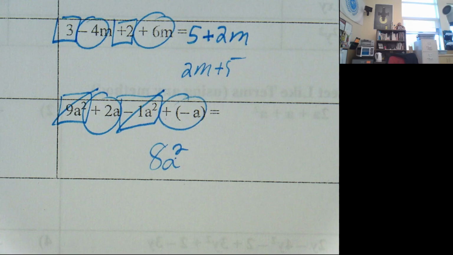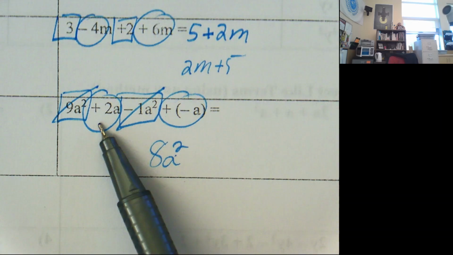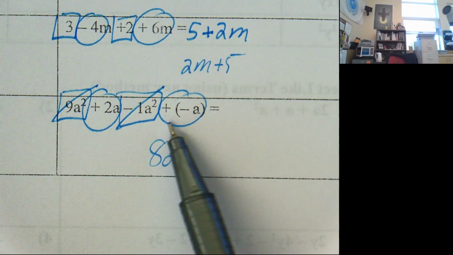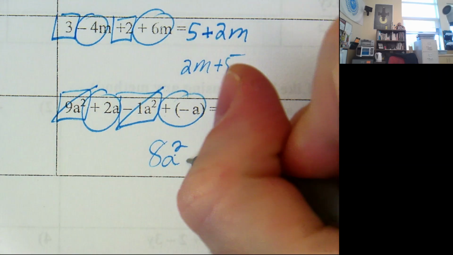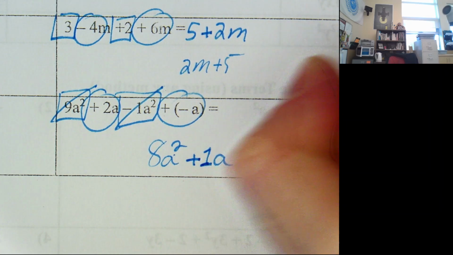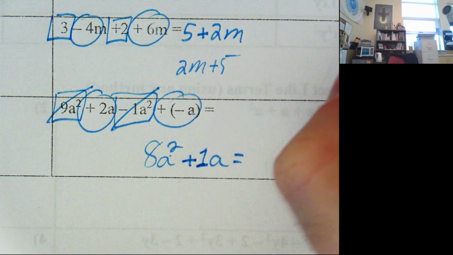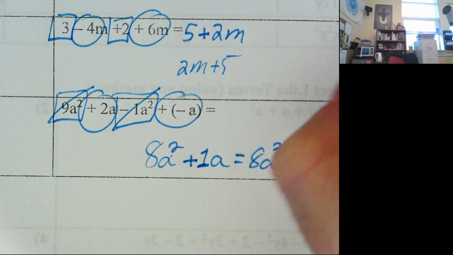Yay! The students are getting restless. Now I have a plus 2a plus a negative a. What's 2 plus negative 1? 3. 2 plus negative 1. Negative 3. Dakota. 2 plus negative 1 is 1. So it's going to be plus 1a, and I don't need to write the 1. So it's 8a squared plus a.